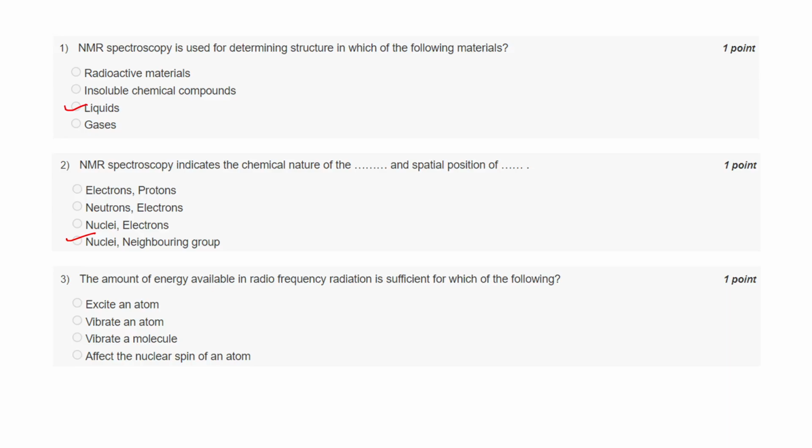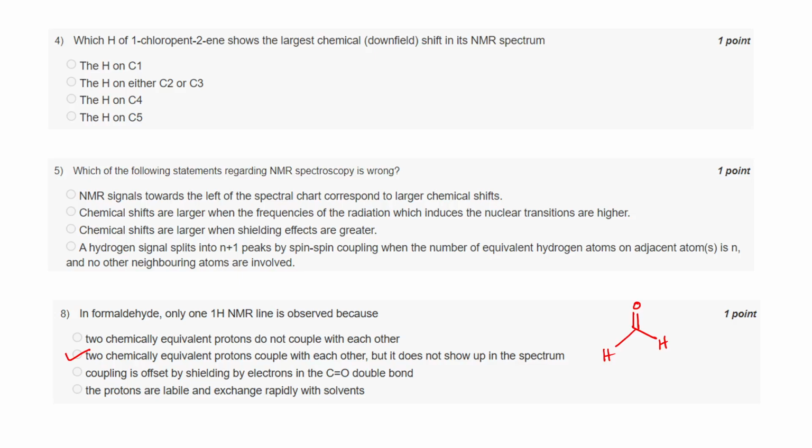Now question number three: the amount of energy available in radio frequency radiation is sufficient for which of the following? Exciting an atom, or affecting the nuclear spin. It affects the nuclear spin, because radio frequency energy is very, very small. So it is not used in rotational, vibrational or electronic spectroscopy. To excite an atom requires electronic spectroscopy. To vibrate a molecule requires vibrational spectroscopy. So now let us go to question number four.